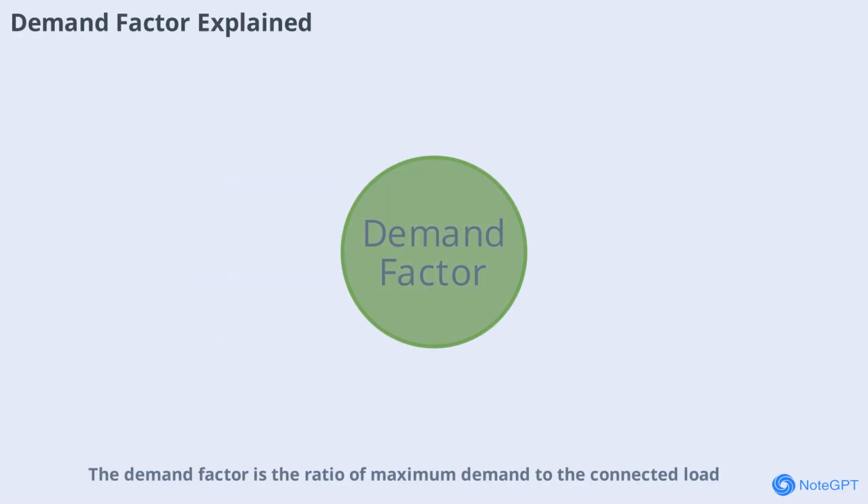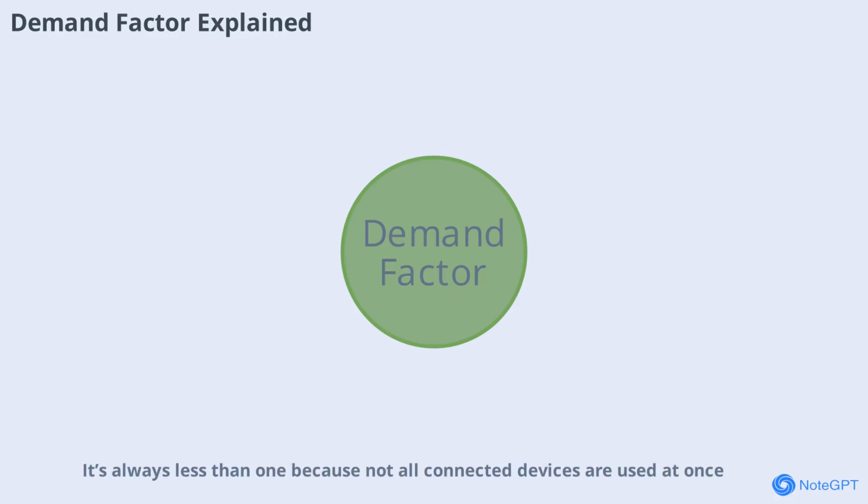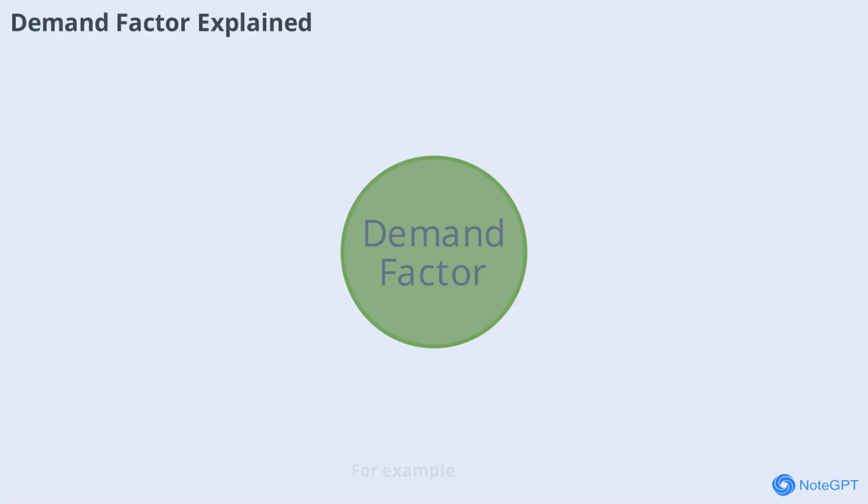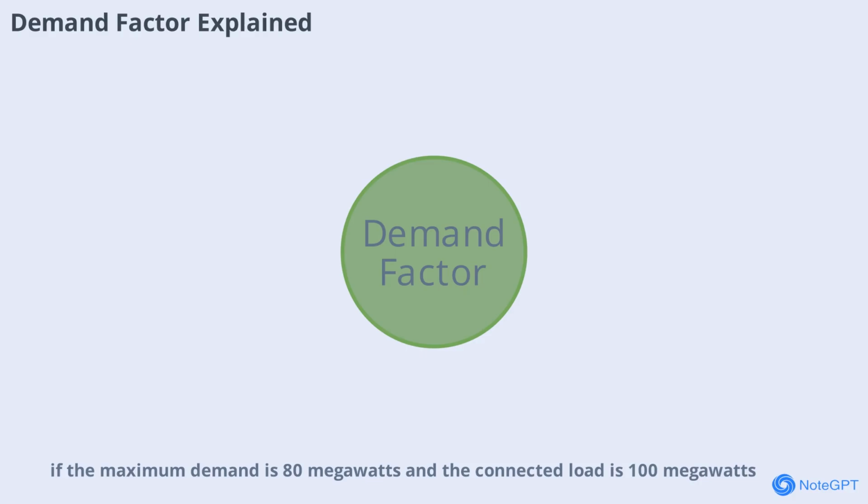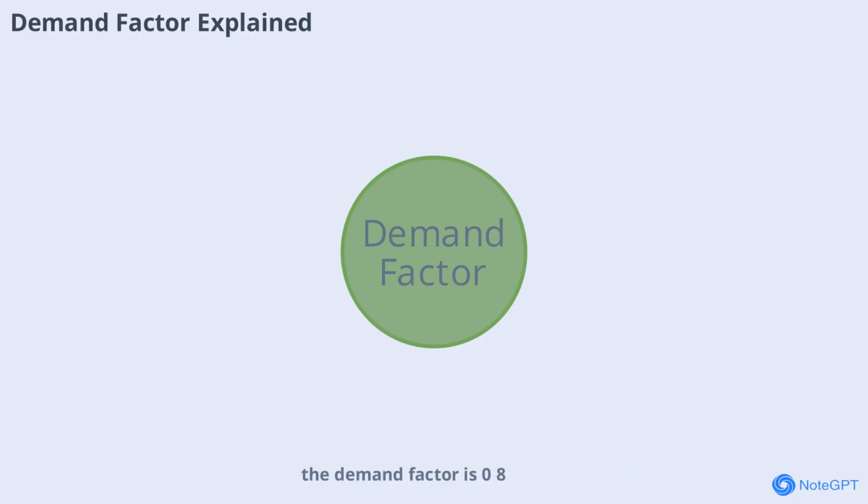Demand factor is the ratio of maximum demand to the connected load. It's always less than 1 because not all connected devices are used at once. For example, if the maximum demand is 80 megawatts and the connected load is 100 megawatts, the demand factor is 0.8. This factor helps utilities understand how efficiently the connected load is being used and aids in system planning.